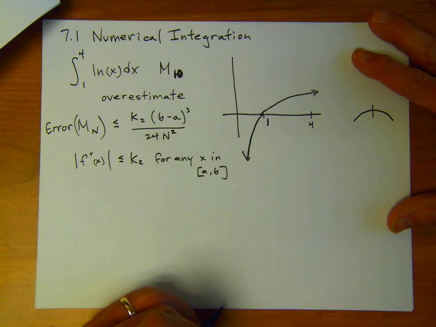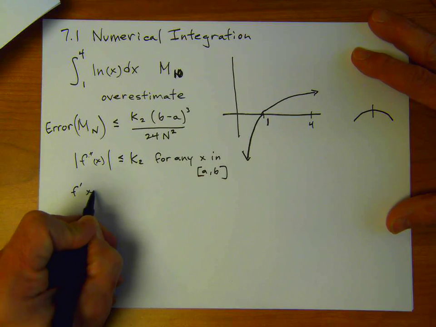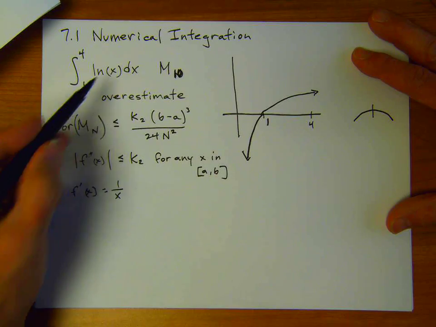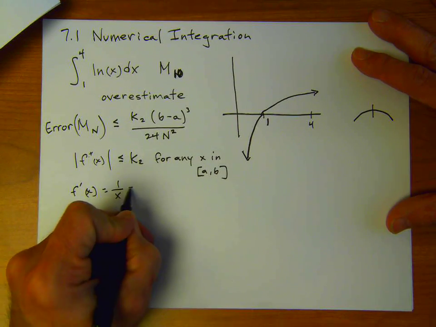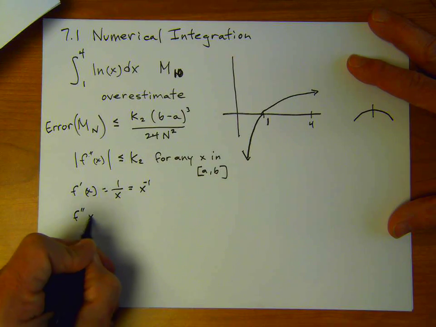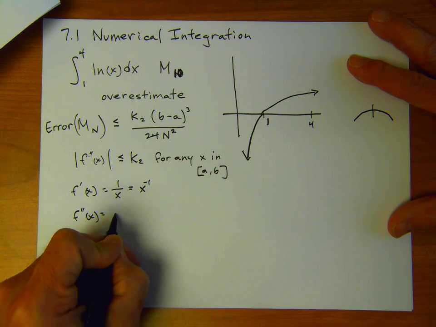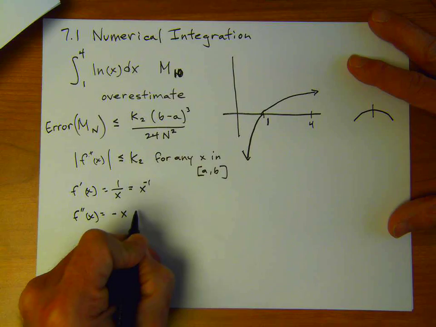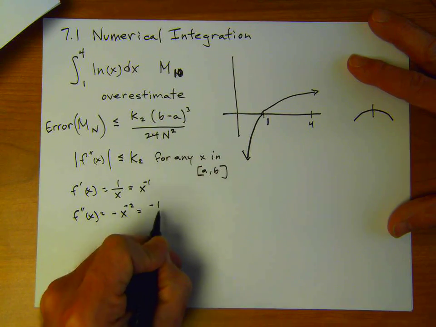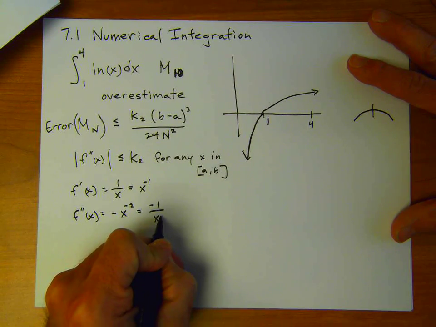Since I've already put that down, let's figure out what number we could use for K2. The first derivative is 1 over x, since the derivative of natural log is 1 over x, also known as x to the negative 1, which makes it easy to use the power rule to compute the second derivative, which is negative 1 times x to the negative 2, the same as negative 1 over x squared.